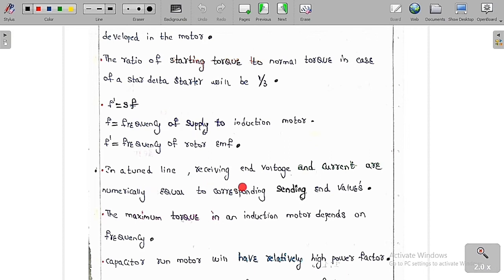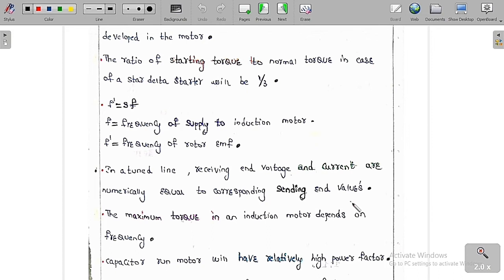In a tuned line, the receiving end voltage and the current are numerically equal to the corresponding sending end values. See, tuned line means simply we can say that only the numerical values we have to consider. So in a tuned line, the receiving end voltage and the sending end voltage numerical values are the same, and the receiving end current and the sending end current numerical values are the same. Then we can say it is a tuned line.